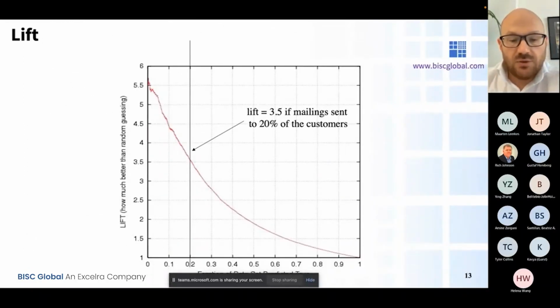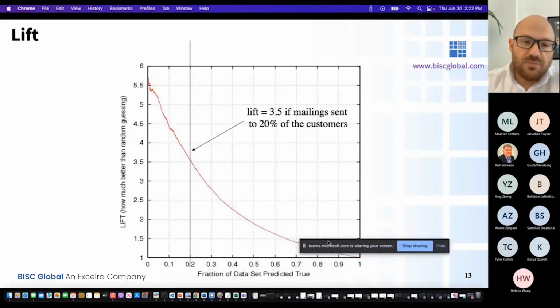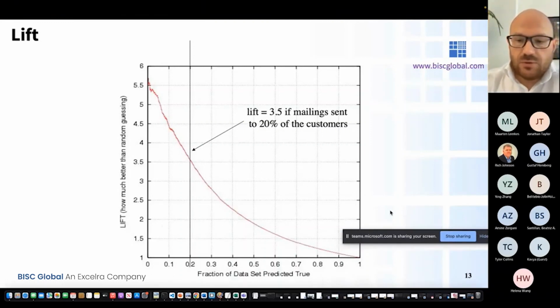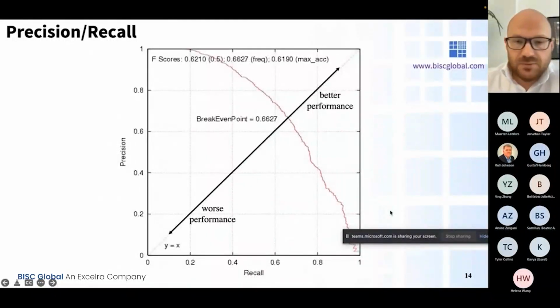And of course, you can build the distribution curve of how much better than random guessing you can get versus the fraction of data predicted true, and then you can identify some sort of optimal point based on this curve and make some additional analysis. We're not going to do it during our study, but we'll look at sensitivity and specificity in the case we're going to look at later on.